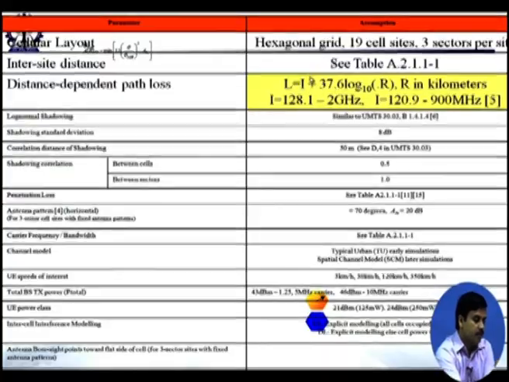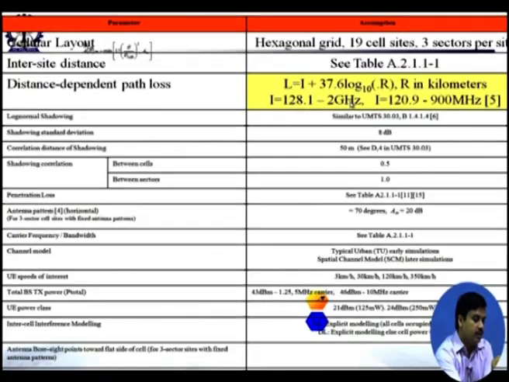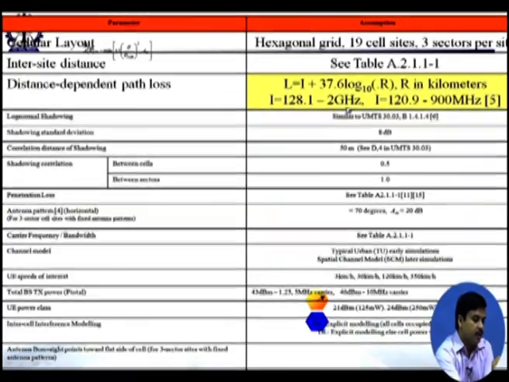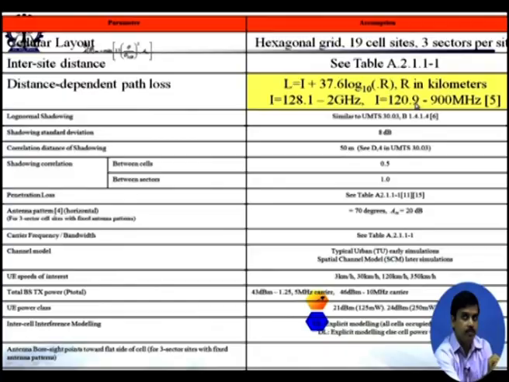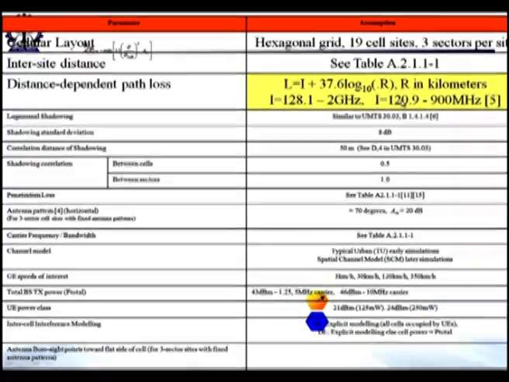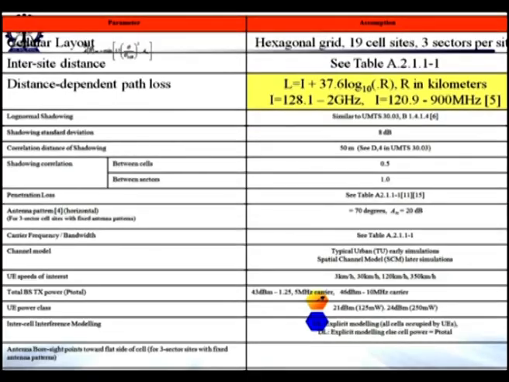The first part, which is I, is described below as 128.1 in the 2 gigahertz band. Now, if you change the frequency to the 900 megahertz band, one would have to use 120.9, because as we have seen in the free space propagation model, the received signal strength is dependent upon the wavelength or the frequency of operation.